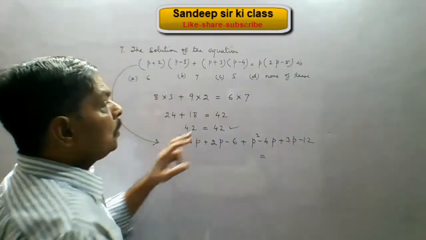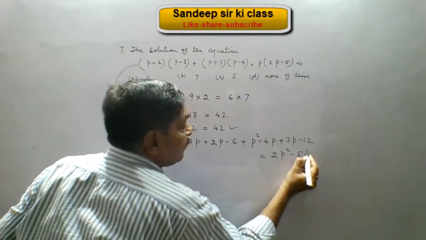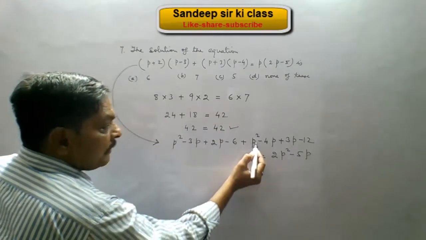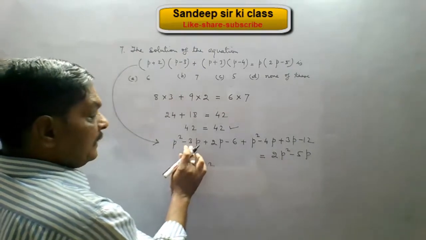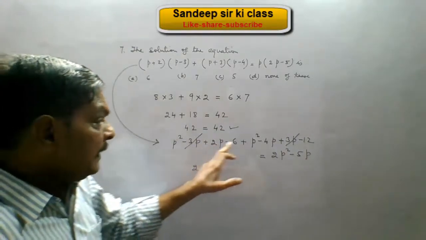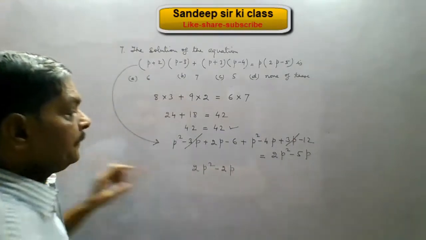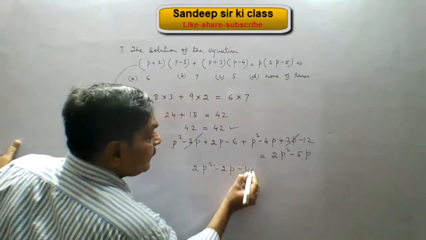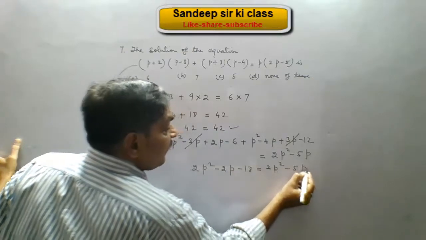This equals to, on right hand side, we get 2p square minus 5p. Simplify it. So p square and p square when added, we get 2p square minus 3p and plus 3p are cancelled. 2p minus 4p is minus 2p, minus 6 minus 12 is minus 18. This equals to 2p square minus 5p.